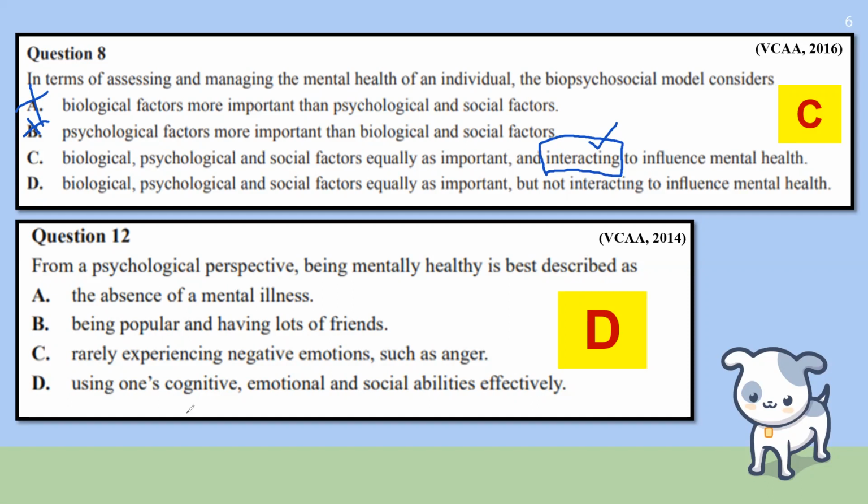So the best option would be D, using one's cognitive, emotional and social abilities effectively. This is probably the most level-headed option, in the sense that it's not too superficial and it's not too absolute. It's the most balanced option for us. So that's the correct option there.